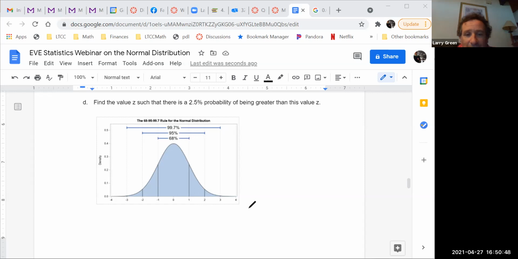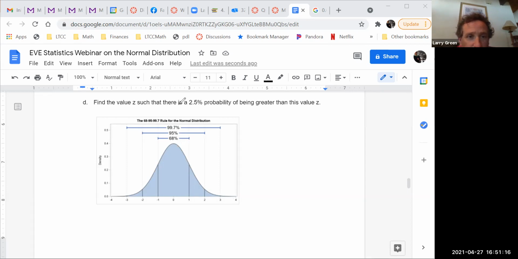Okay, so think about this way. If 2.5% of the people are taller than you, are you tall or short? You're tall. Okay, you're on the high side. You're not on the low side. Does that make sense? So it's not both, right? A little short person is not going to have 2.5% above them. They're going to have a huge percent above them. So that's the first thing.